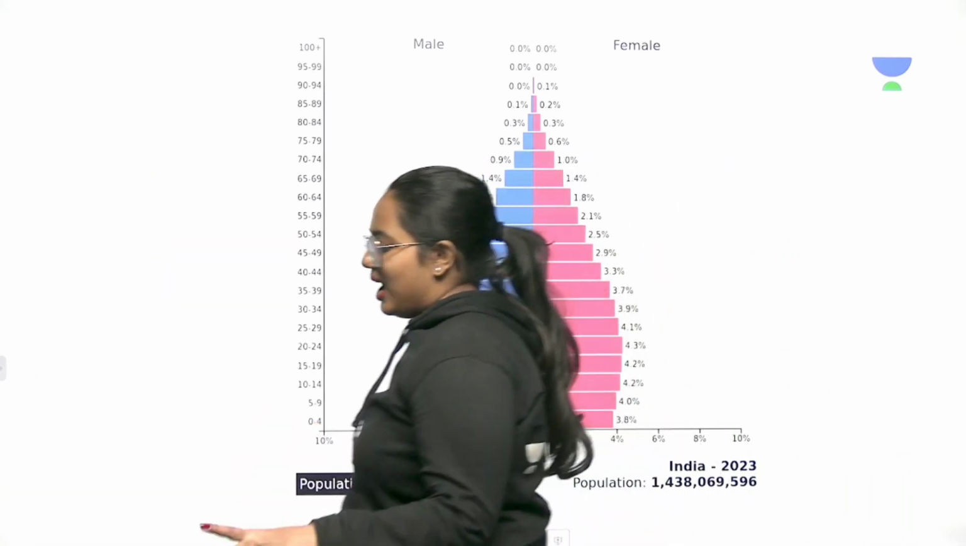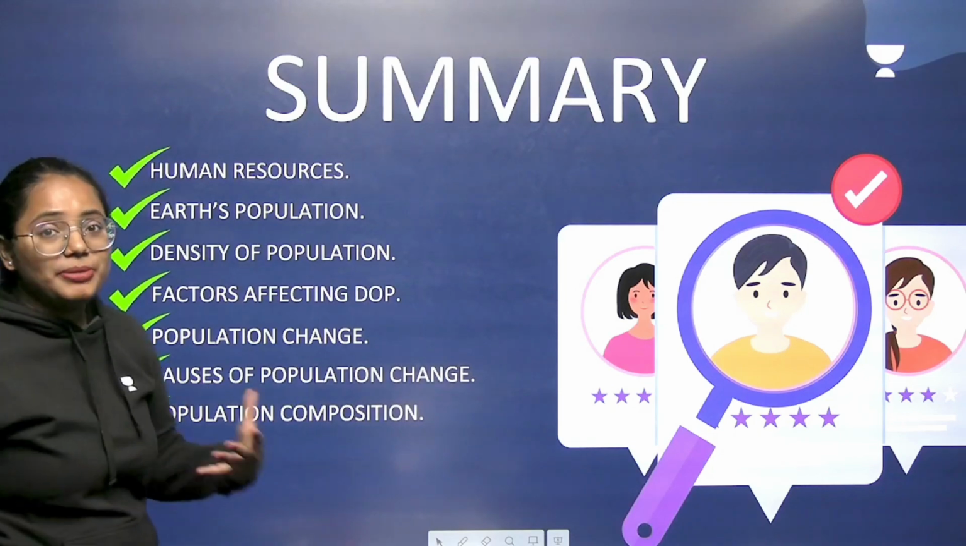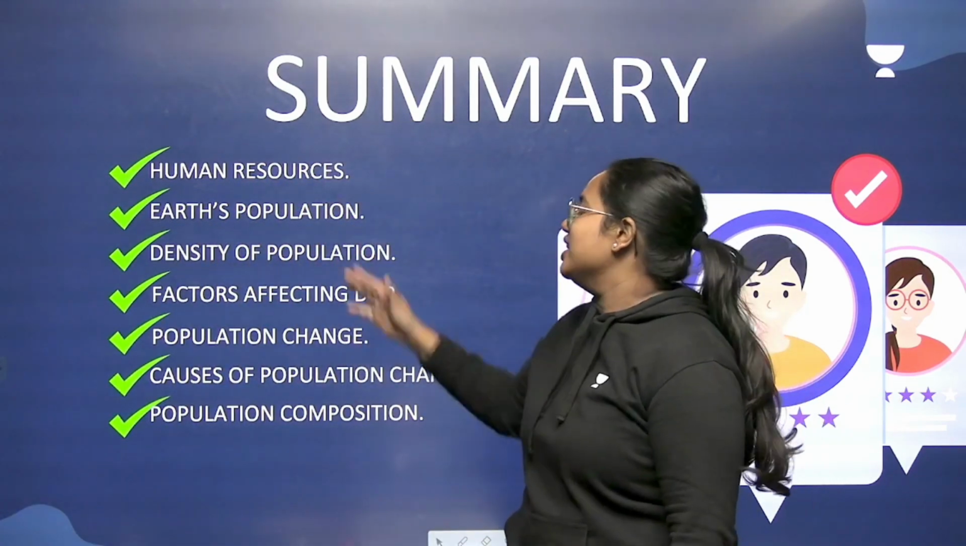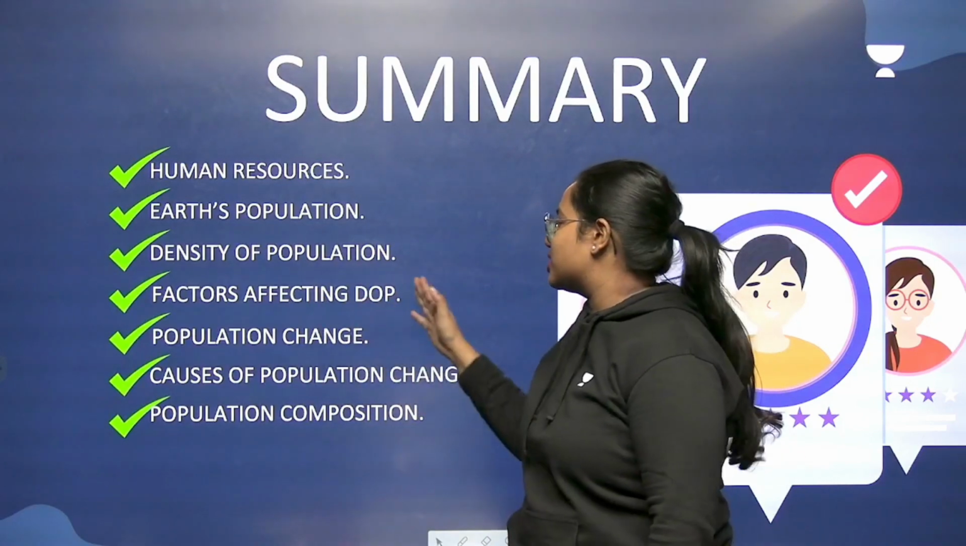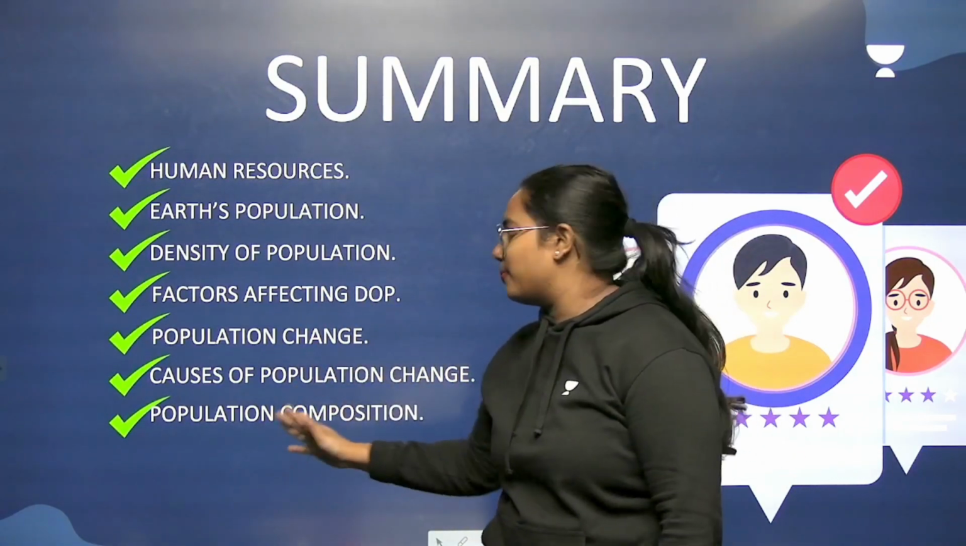Clear? And now we have come to the end of our chapter, and we are going to discuss a summary of it. We started with human resources, Earth's population, density of population, factors affecting density of population, population change, causes of population change, and finally population composition.